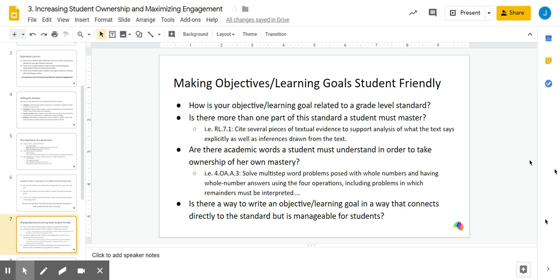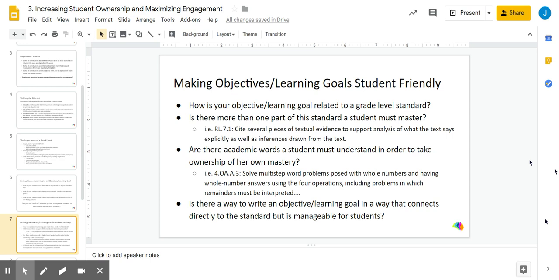Now, as we said in our differentiation PD, which hopefully you checked out, you can do things like chunking information. You can do things like scaffolding for your students, because not every student is going to be at grade level all the time. But your learning goal, your objective needs to be at grade level and linked to that standard.